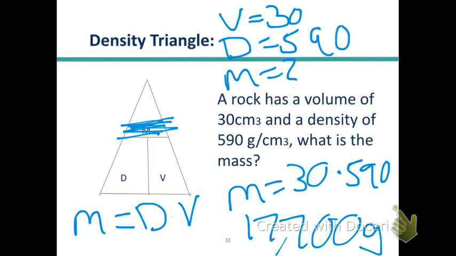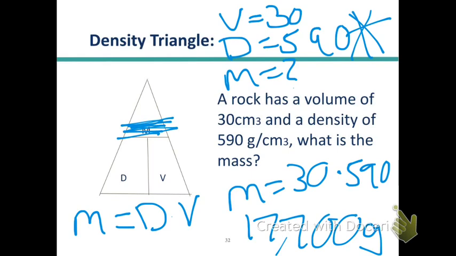So I use my triangle to find my formula, and then I just plug the numbers into the formula. Now I highly recommend writing down all of your numbers like I did up here with the variables. That will keep you from doing those stupid mistakes that a lot of us tend to do in math.